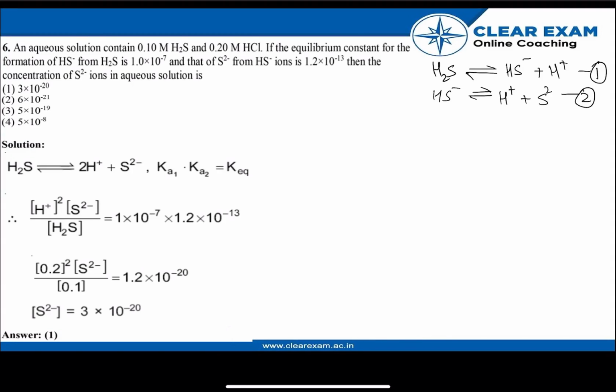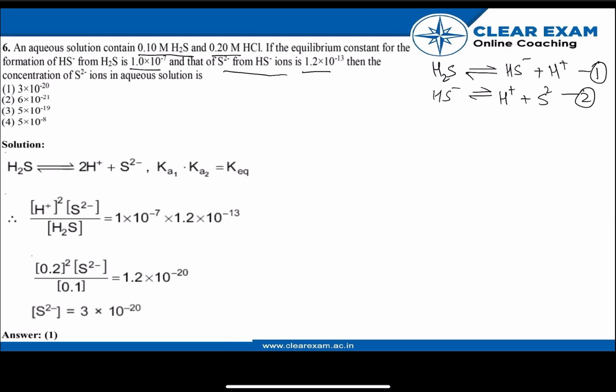Hello guys, today we are going to solve question number 6. An aqueous solution contains 0.10 M H2S and 0.20 M HCl. The equilibrium constant for the formation of HS- from H2S is 1.0 × 10^-7, and that of S2- from HS- ions is 1.2 × 10^-13. We have to find the concentration of S2- ions in the aqueous solution.